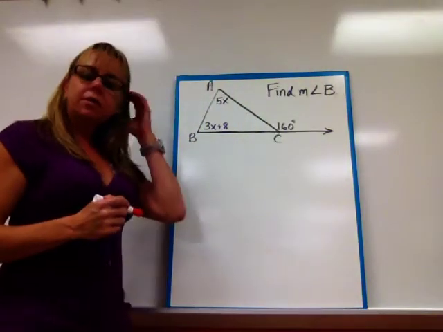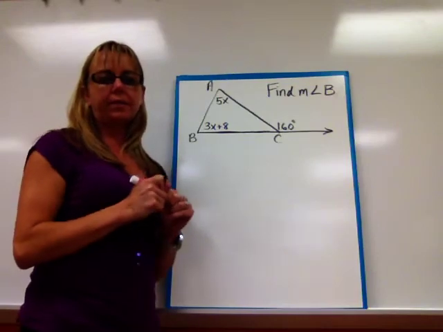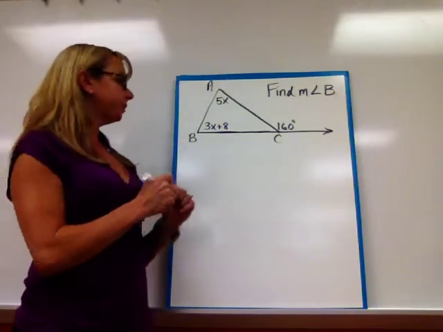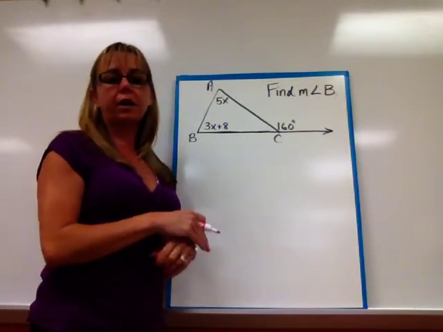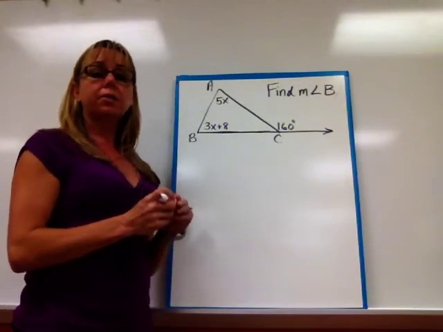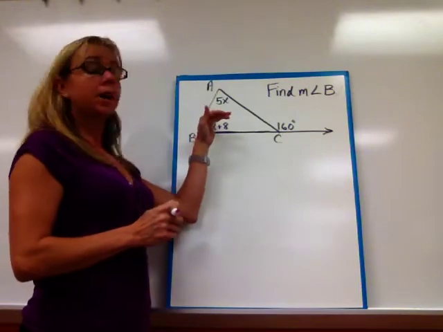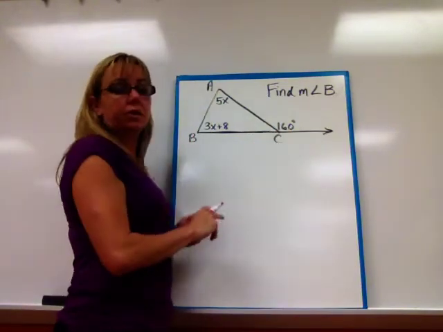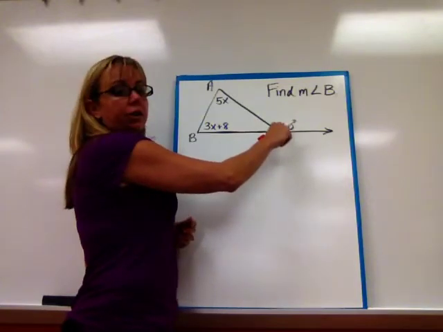Okay, guys, I'm going to go through the solutions to the problems that you had in class today on the extra review. This first problem is dealing with the exterior angle theorem. The exterior angle theorem states that if you add the sum of the two remote interior angles, that means the ones that are not adjacent to it, it's going to equal the exterior angle.